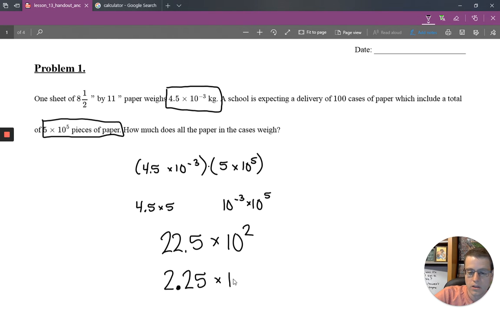Now, we can't just do times 10 to the second. We took this and made it a factor of 10 smaller. We move it over once, a factor of 10 smaller. So we need to make this a factor of 10 bigger. So that's times 10 to the third, a factor of 10 bigger. And that's our answer, 2 25 hundredths times 10 to the third kilograms, what these 5 times 10 to the fifth pieces of paper, these 100 cases of paper, are going to weigh.